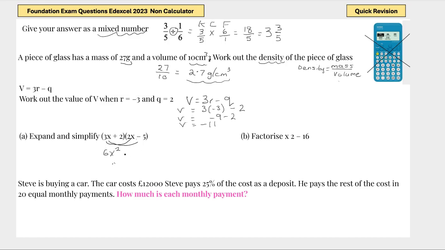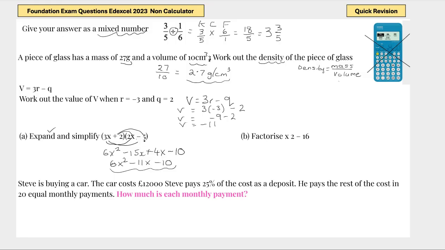3x times minus 5 is minus 15x. And then we're going to do 2 times 2x, which is plus 4x. And then we have 2 times minus 5, which is minus 10. So we've got 6x squared, because it's asking us to simplify, we've expanded it. Minus 15x plus 4x is minus 11x, minus 10. And that's the answer.